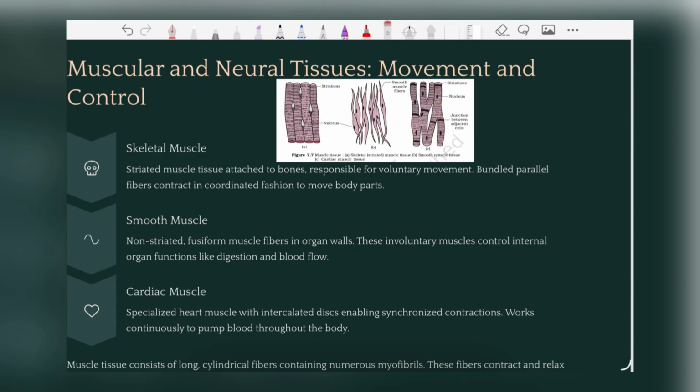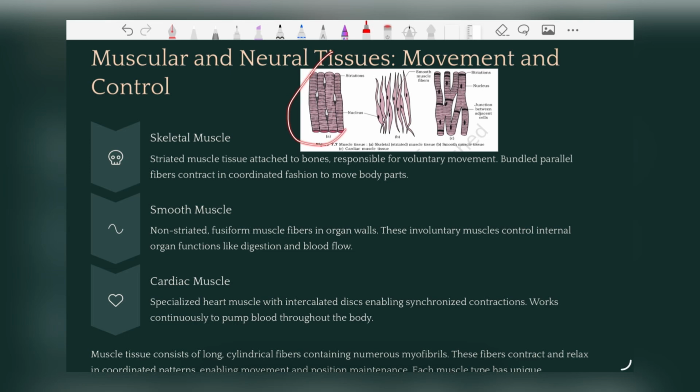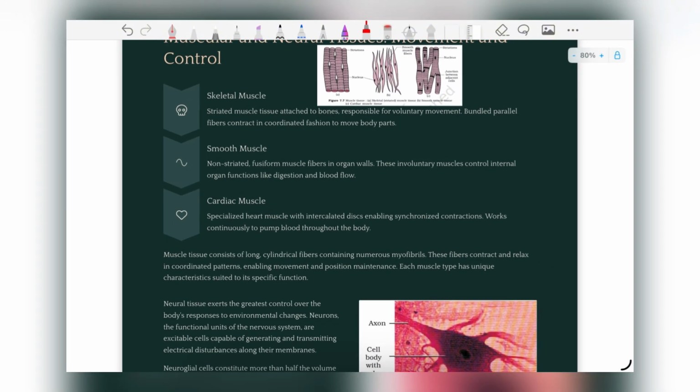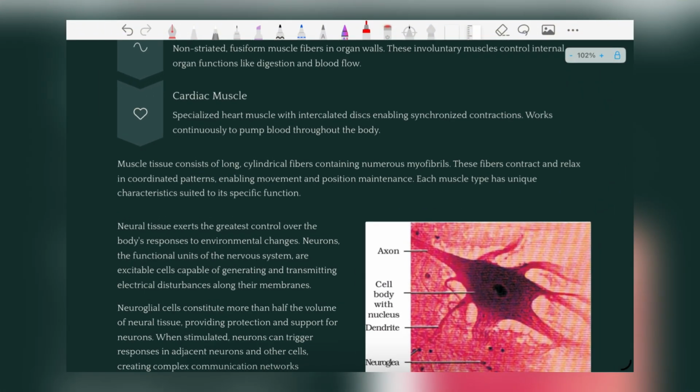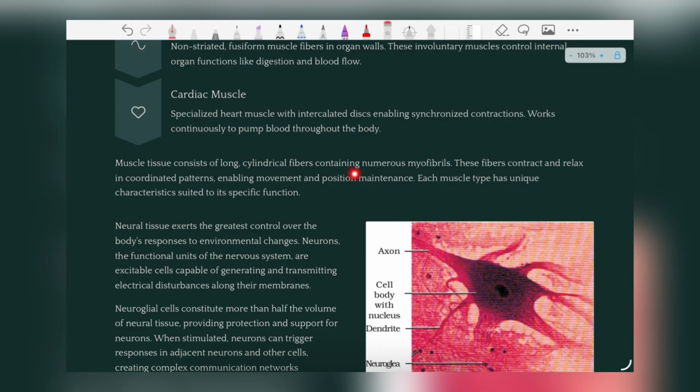As we can see over here, this is the skeletal muscle tissue. This is the smooth muscle tissue, and this is the cardiac muscle tissue. Muscle tissue consists of long cylindrical fibers containing numerous myofibrils. These fibers contract and relax in coordinated patterns, enabling movement and position maintenance. Each muscle type has unique characteristics suited to its specific function.